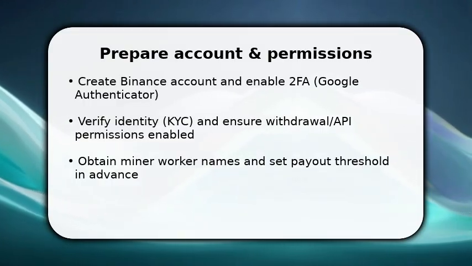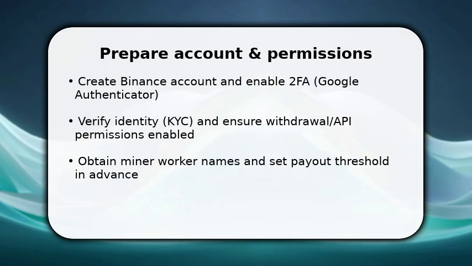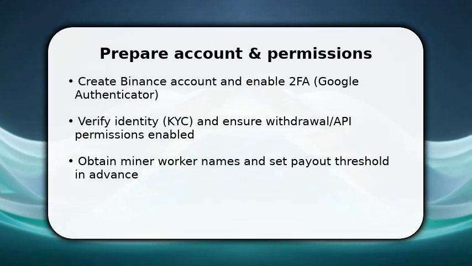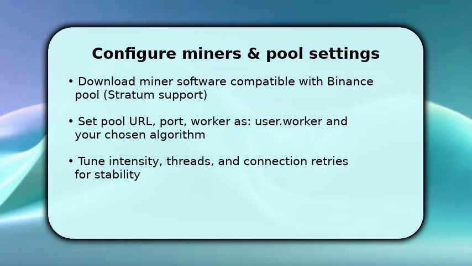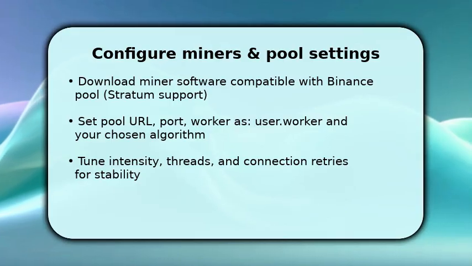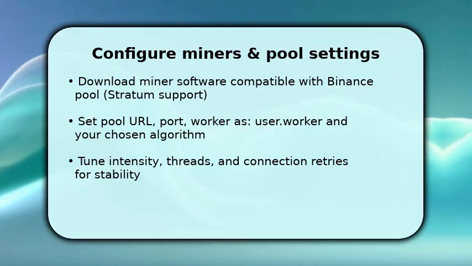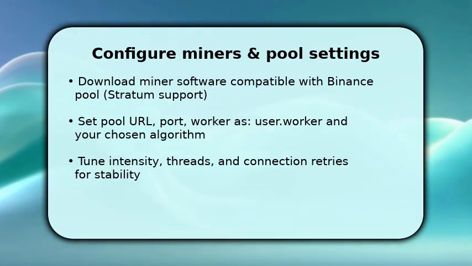Make sure your network has a static IP or stable DHCP to avoid reconnect issues during the next setup steps. You now configure each miner to point at Binance Pool endpoints and set the correct algorithm. Enter pool URL and port, then format the worker as user.worker and add your password or API key if required.